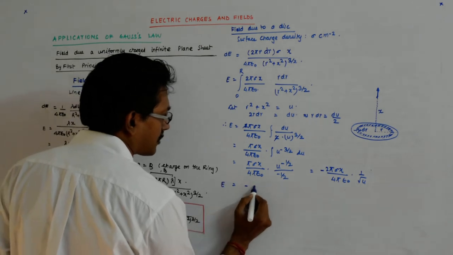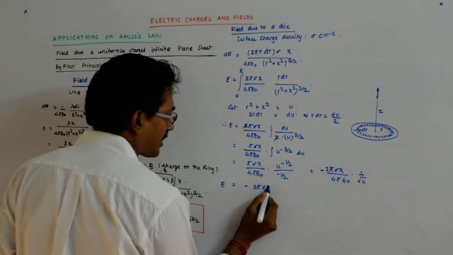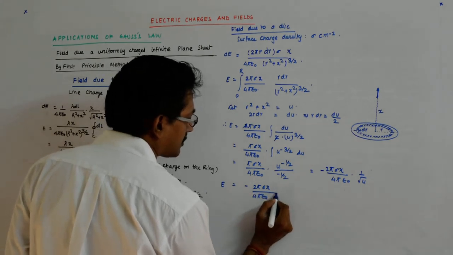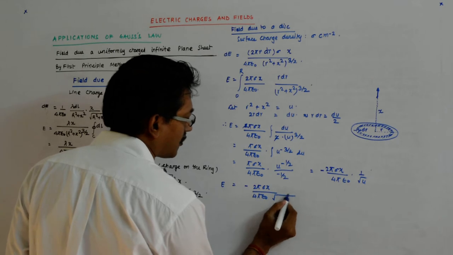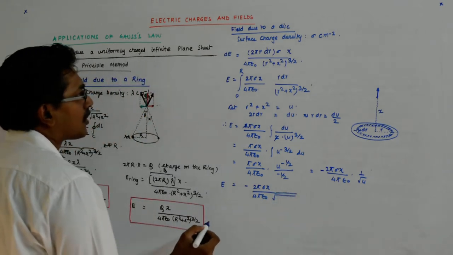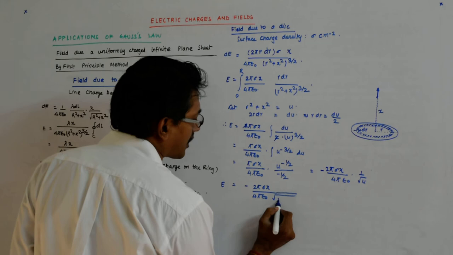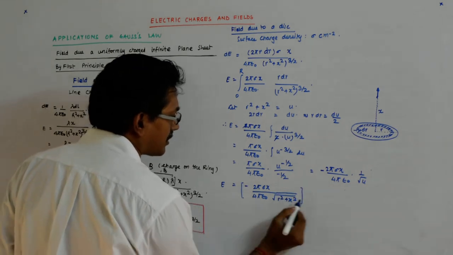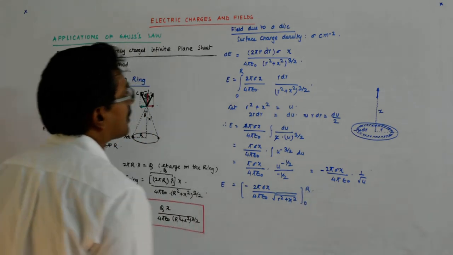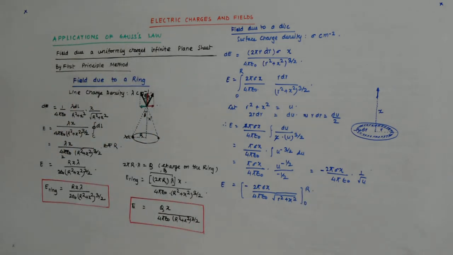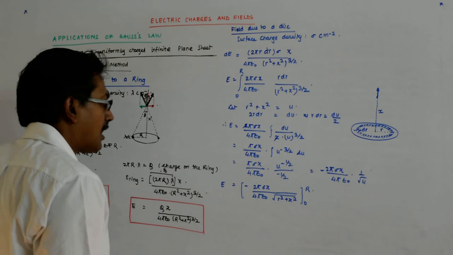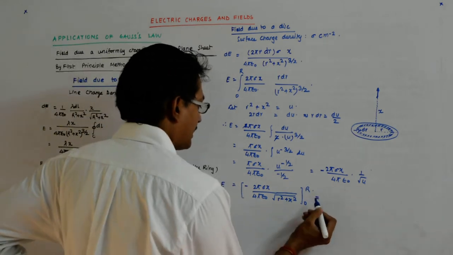Therefore E is equal to minus 2 pi sigma x divided by 4 pi epsilon naught into root over r square plus x square. Goes from where to where? From 0 to capital R. Small r goes from 0 to capital R. So what is the value?